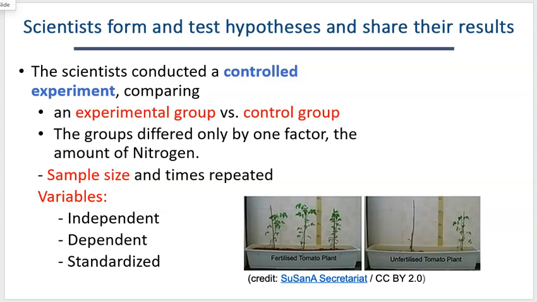It's very important that students not only know the definitions of those terms, but that, given a scientific study like what we're doing right now, they can identify the independent variable, the dependent variable, and these things that are called standardized variables. Let's start first with the definitions.